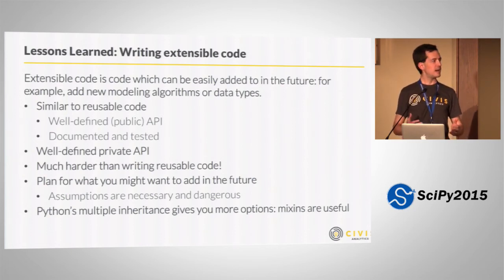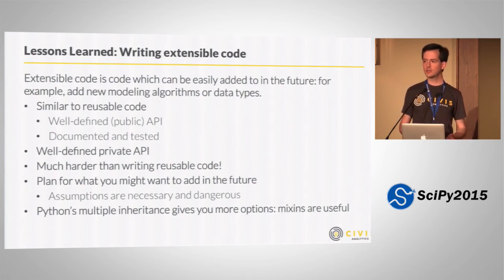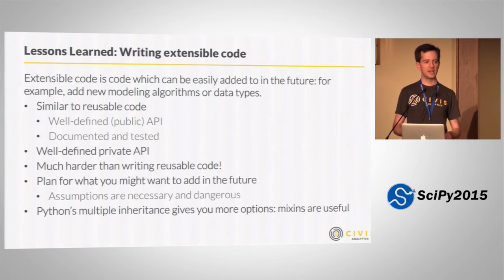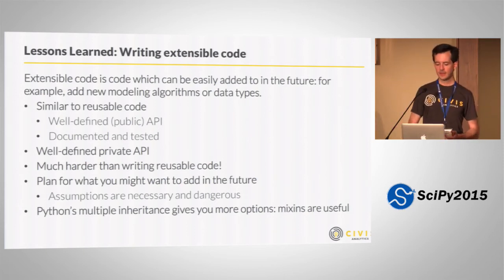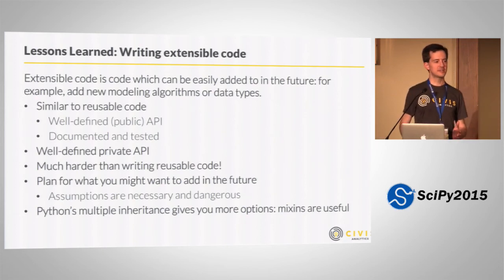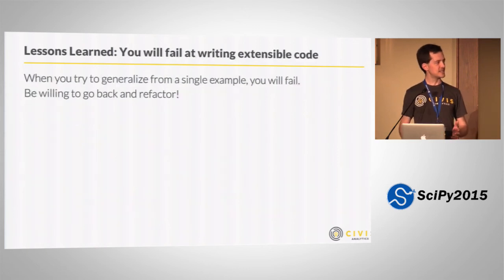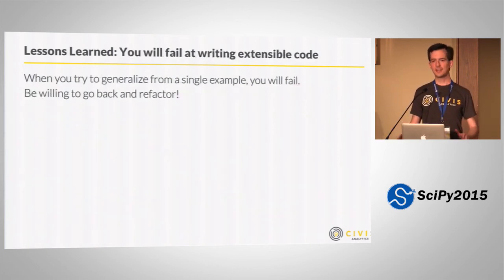And writing extensible code is, in my experience, quite a challenge. So you need to sit down, you need to think about where you want your code to go, what use cases you want to be covering in the future. You want to write your code to be able to be expanded to cover those use cases. But I think the biggest lesson I've learned about writing extensible code is that you will fail the first time that you try this. It could be that you're all very much smarter than I am. That's probably true. So I will fail at writing extensible code.